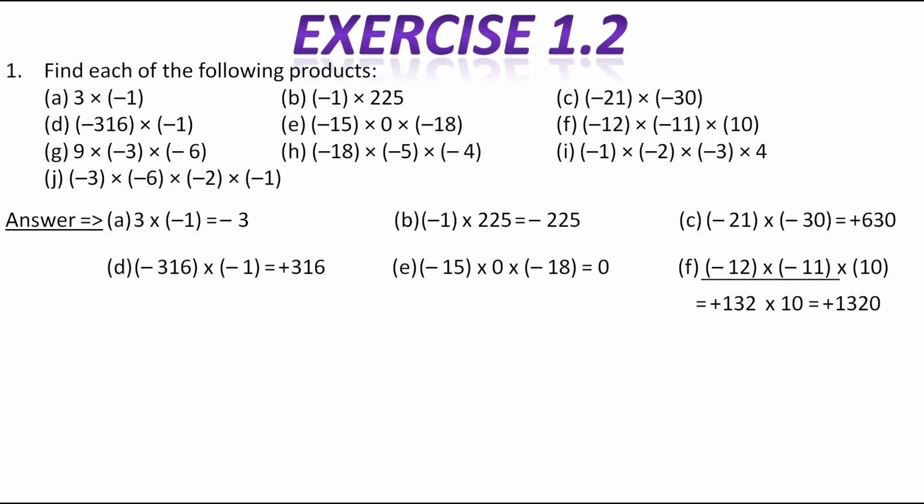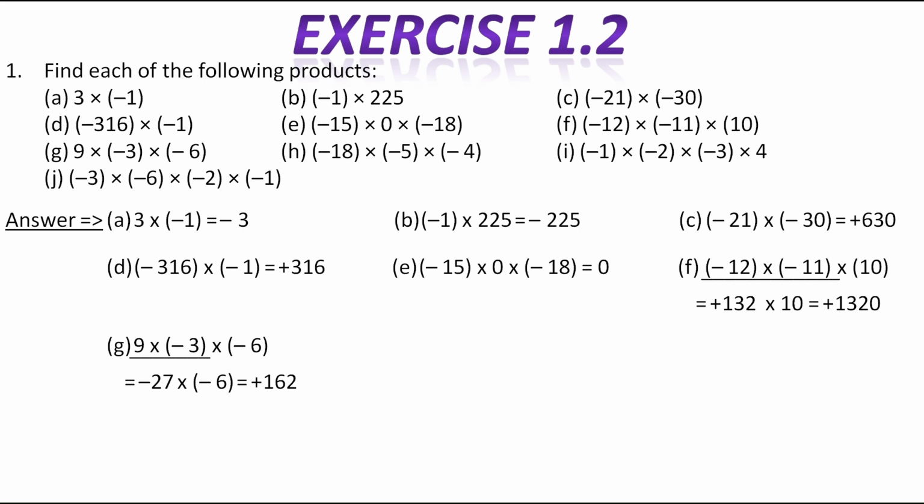Okay, now let's move to G. G is 9 into minus 3 into minus 6. First of all we will multiply the first two integers, that is 9 into minus 3. 9 3s are 27 with minus sign because both of them have different signs. Now this minus 27 we have to multiply with minus 6. So 27 6s are 162 with plus sign because both of them have the same sign.